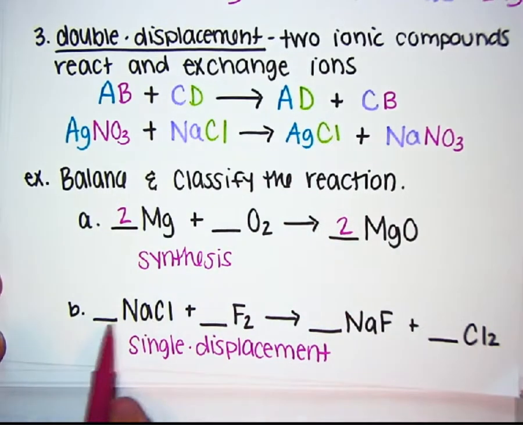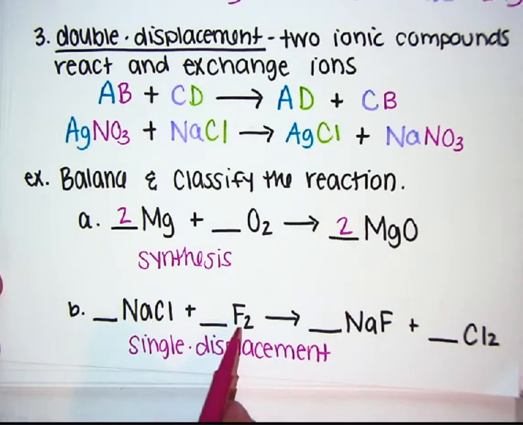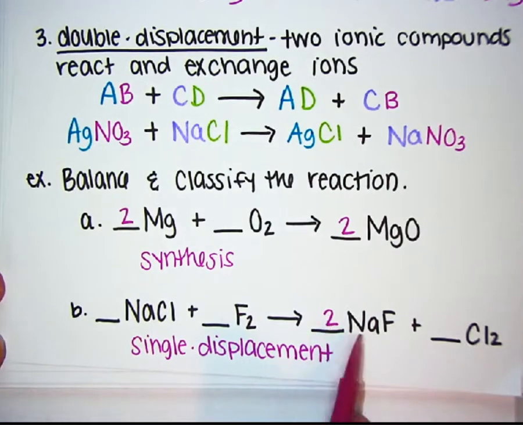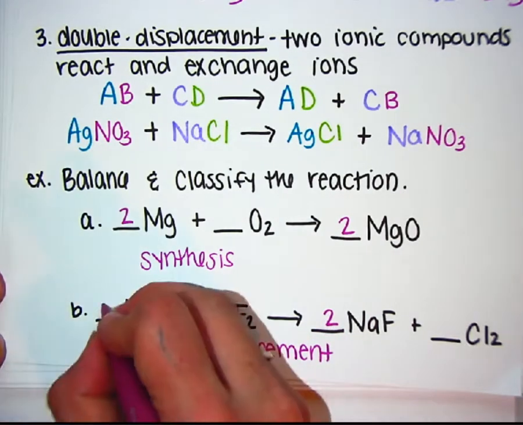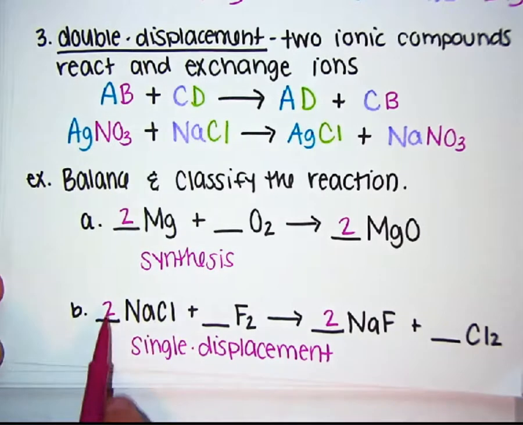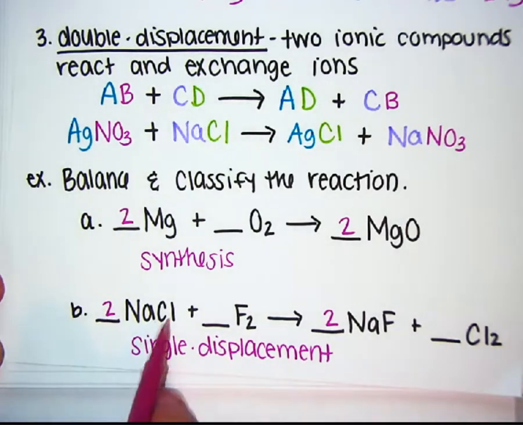Now let's balance. I see two fluorines on the left, but only one on the right, so let me add a 2 here. That now gives me 2 sodiums, so let's go back and get 2 sodiums. That now gives me 2 chlorines, and here I have 2 chlorines, so we're balanced.